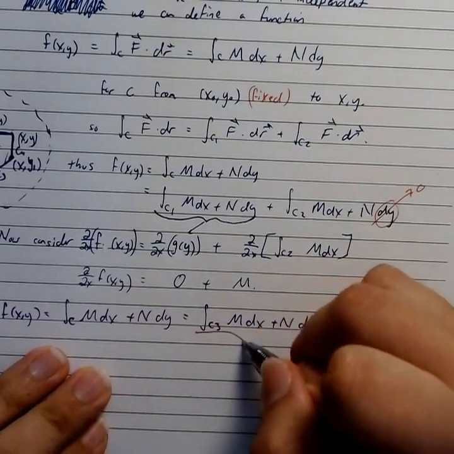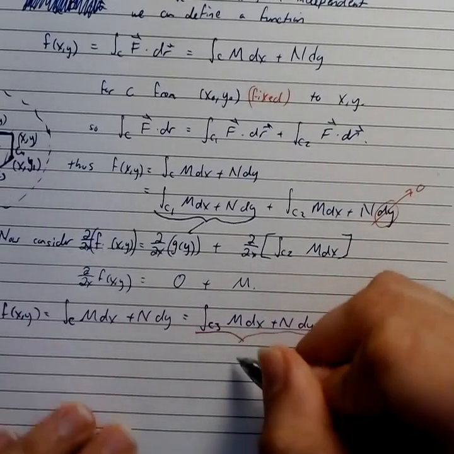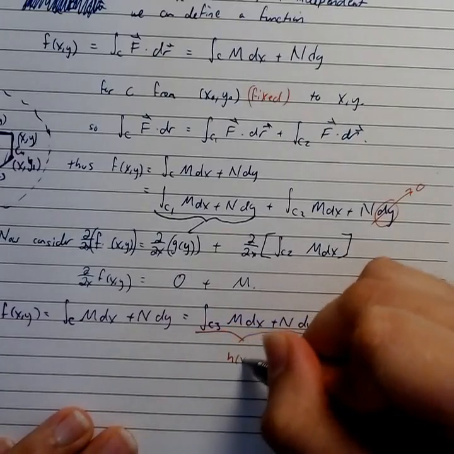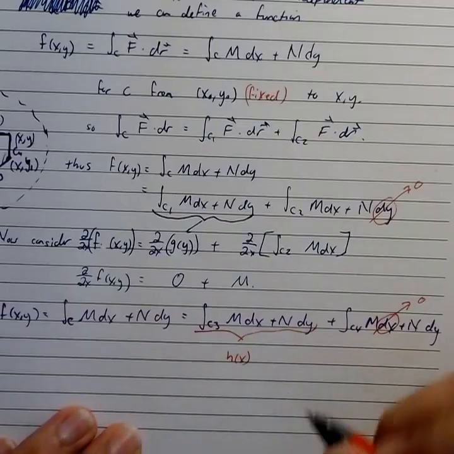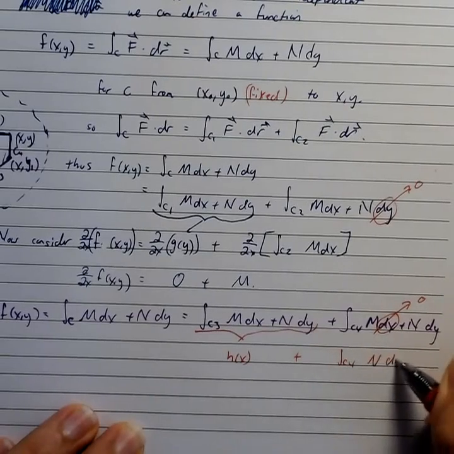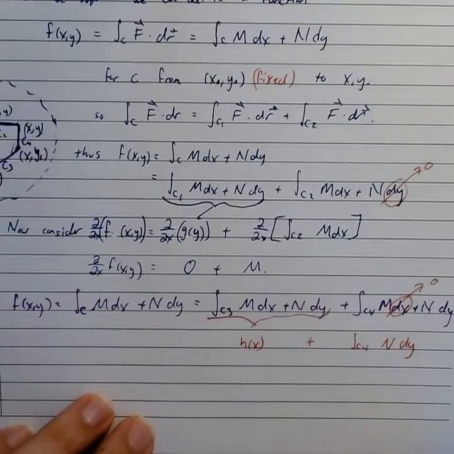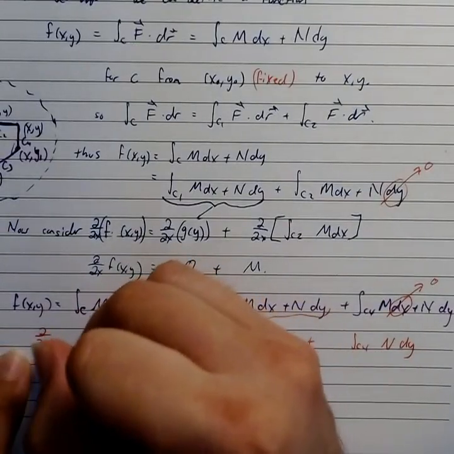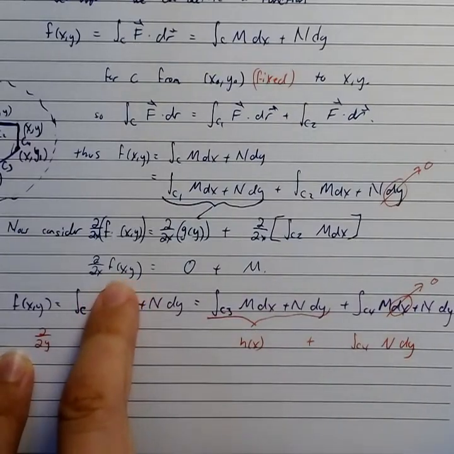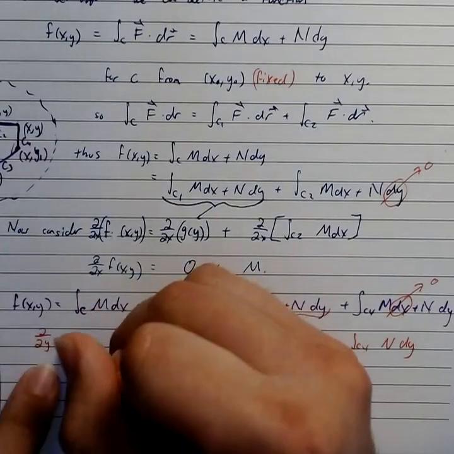So here, I can take all of this and just call it, I've already used f and g for something, let me call this h of x. Plus, and this is the integral over c4 of n dy. Okay, so then that means that if I want to take the partial of f with respect to y, I did it with respect to x in the previous part. Here, let me take it with respect to y.